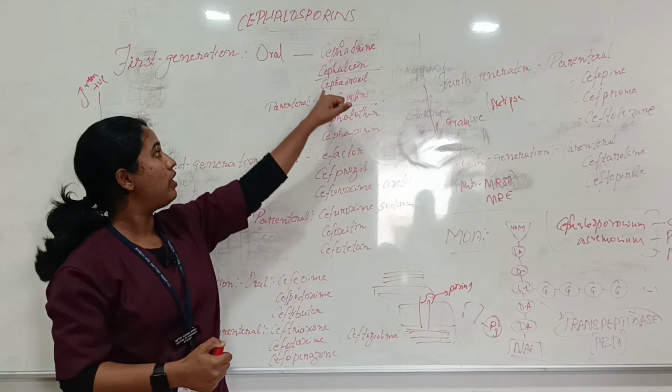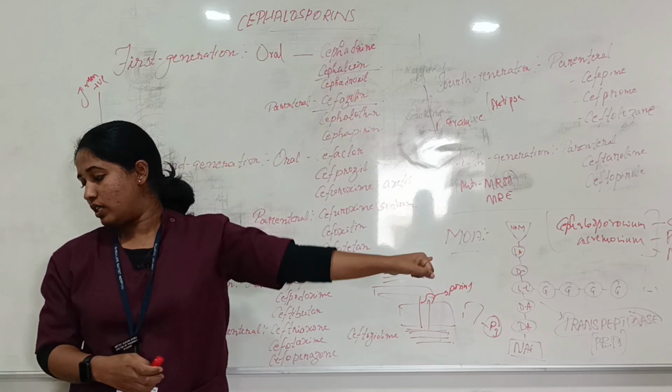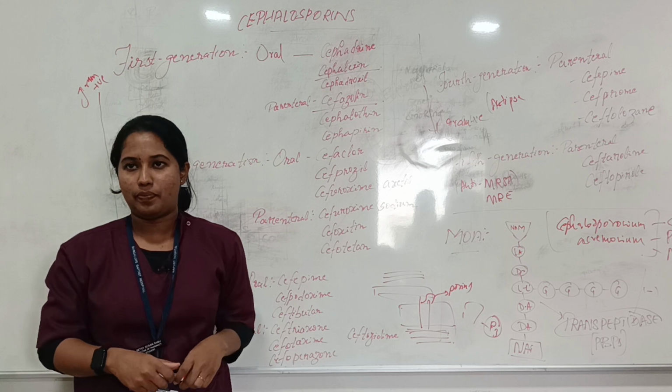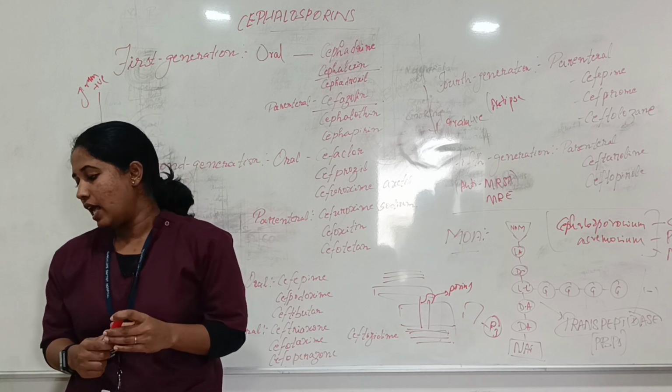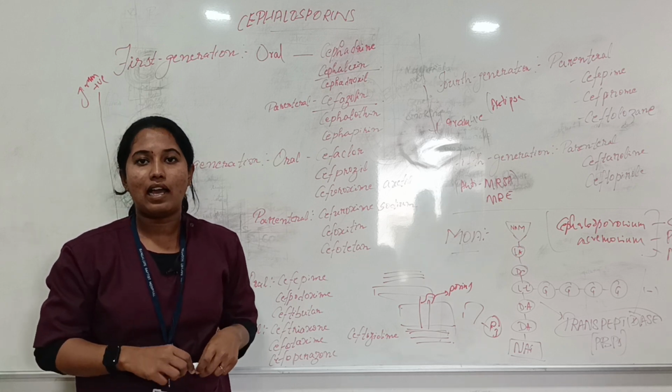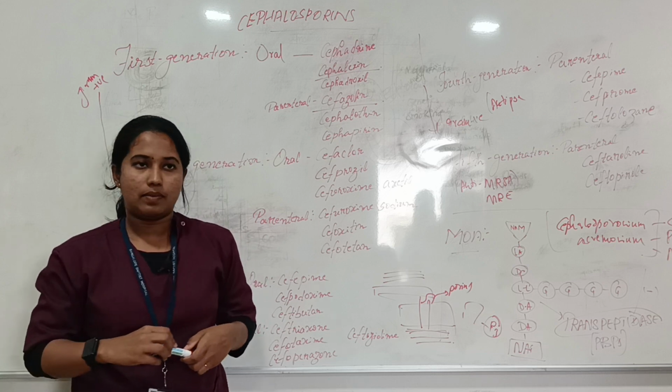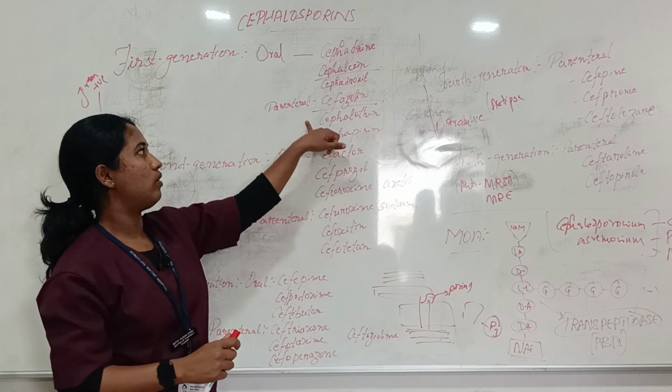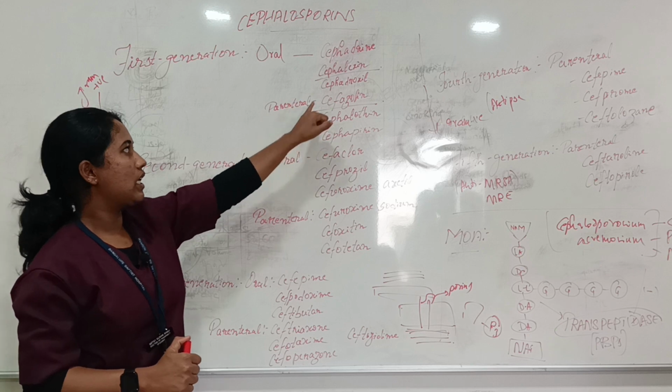So cephalexin, the normal dosing is 250 to 500 mg every 6 hours, and cefazolin is 1 to 2 grams IV or IM every 8 hours. So that is the normal dosing of cefazolin. So now coming to these drugs.